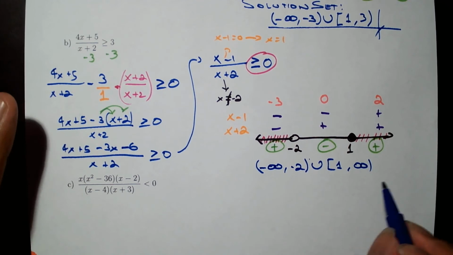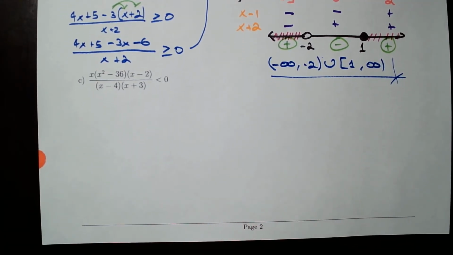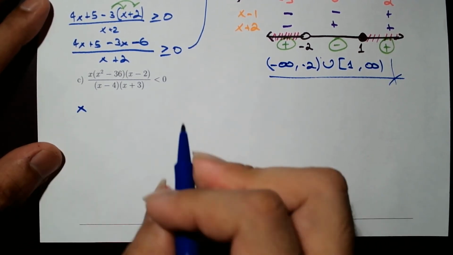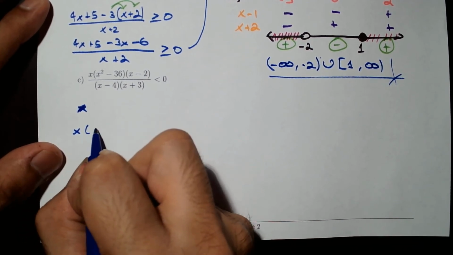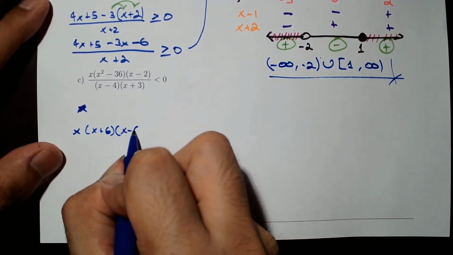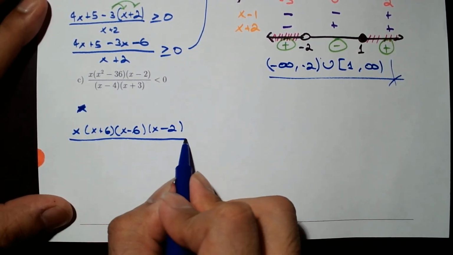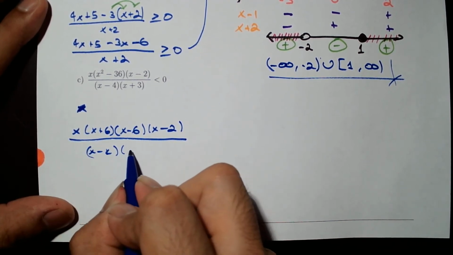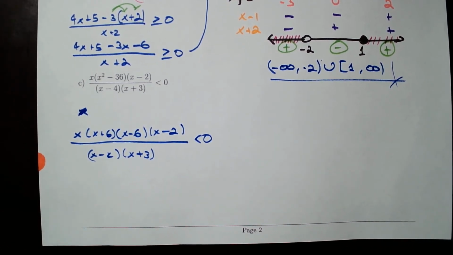Let's see. That's a solution set, and let's do the last of them. For the last of them, luckily almost everything is in expanded form except this x squared minus 36, which we need to factor. So x times (x plus 6)(x minus 6)(x minus 2), divided by (x minus 4)(x plus 3), less than 0. So this one is going to take a while.